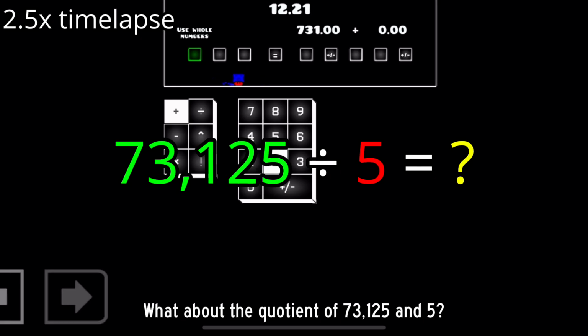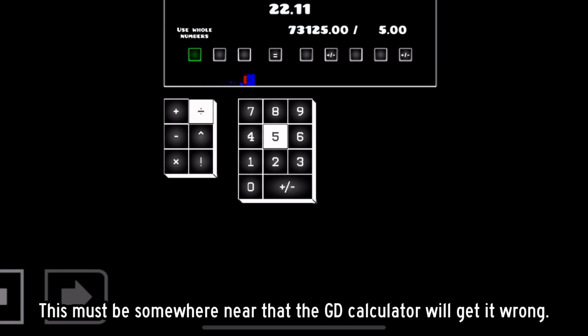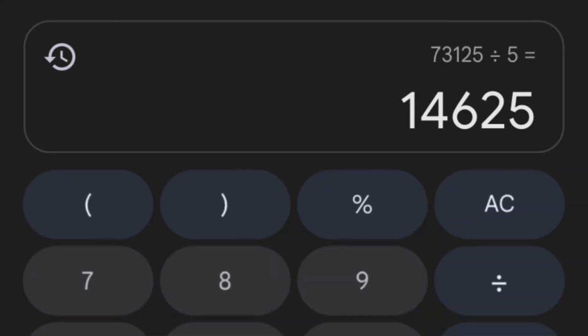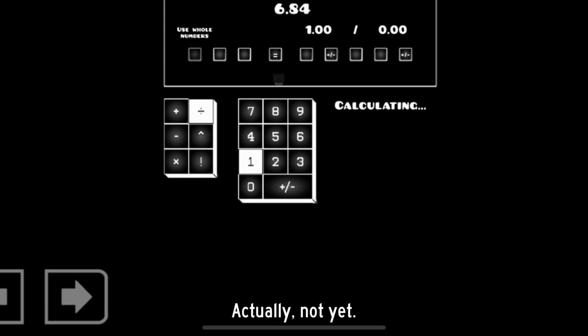What about the quotient of 73,125 and 5? This must be somewhere near that. The GD calculator will get it wrong. Nope, but what happens if I divide by 0? We get actually, not yet.